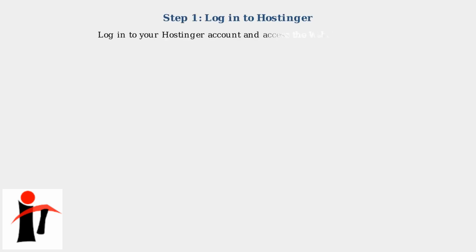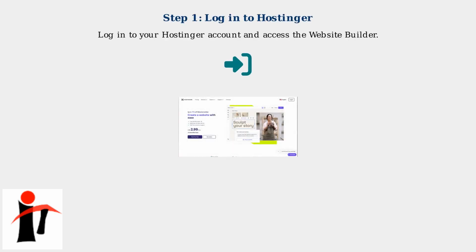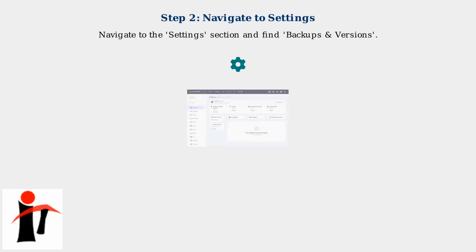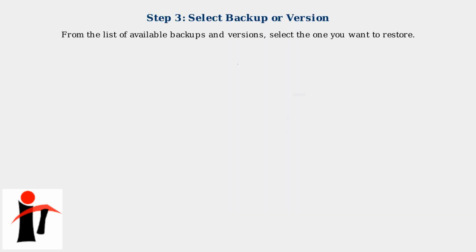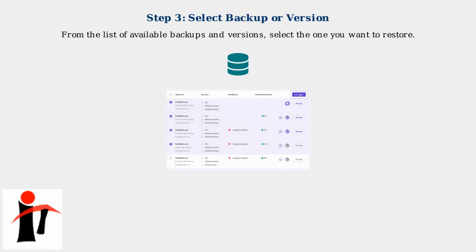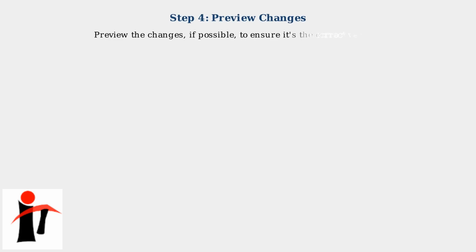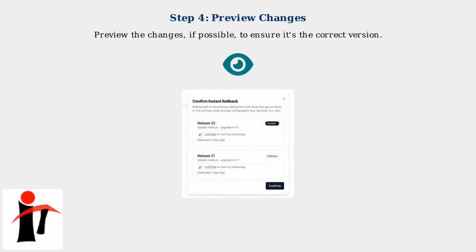To restore your Hostinger website, first log into your Hostinger account and access the website builder. Navigate to the Settings section and find Backups and Versions. From the list of available backups and versions, select the one you want to restore. Preview the changes if possible to ensure it's the correct version. Click Restore or Rollback and confirm your action.